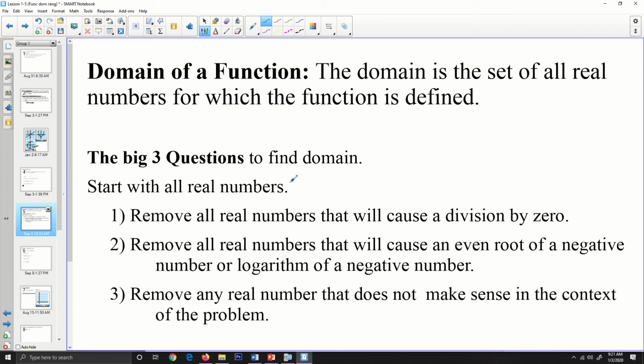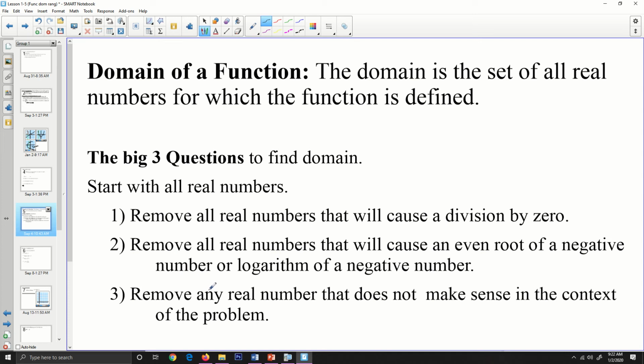And so we start with all real numbers, and then we remove values based on these three rules. We're going to remove all real numbers that cause a division by 0. So if you see a division bar and a variable in the denominator, you might need to use this to remove some values based on this rule. You have to remove all real numbers that will cause the even root of a negative number or a logarithm of a negative number. Those things are not in the domain of a function.